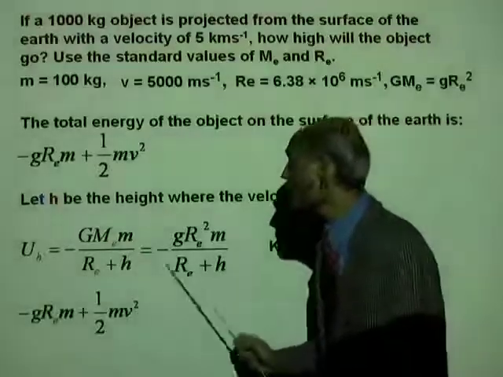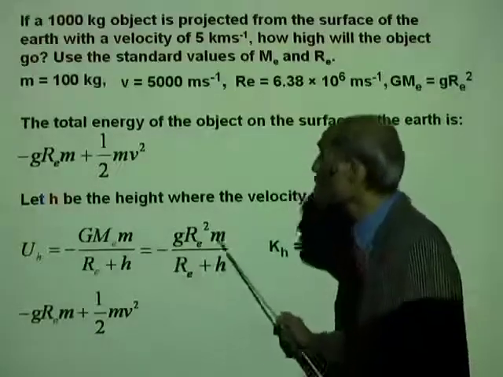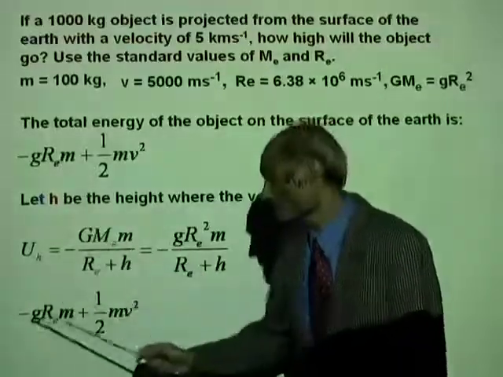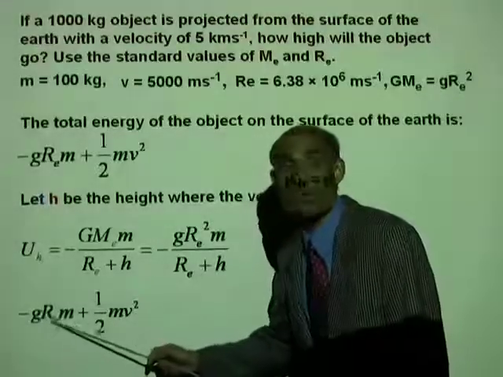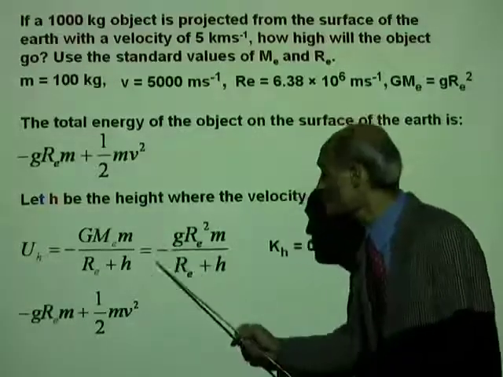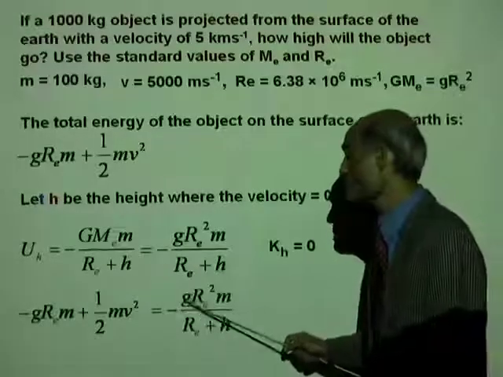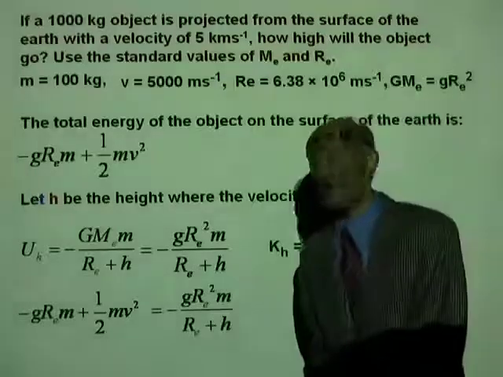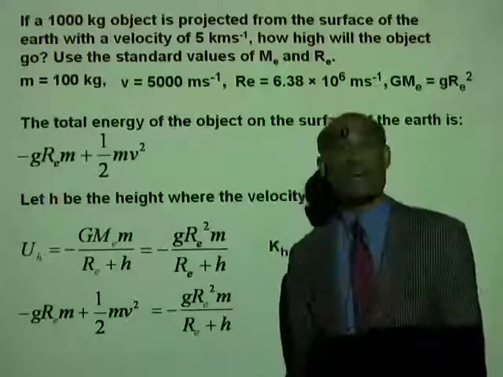Therefore, the total energy will be this quantity, and it must be equal to the total energy on the surface of the Earth. The total energy on the surface of the Earth is negative g RE m plus 1/2 mv squared. That must be equal to the total energy at a height h, that is negative g RE squared m over RE plus h. Now, you need to solve for h from there. How will you do that?